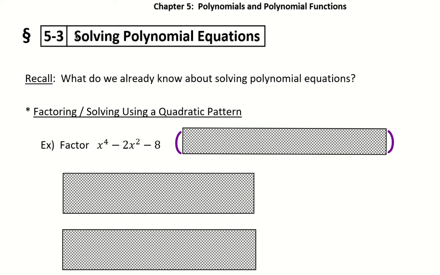So the bottom line here in 5-3, where you're thinking, why is there another section where we're going to be solving polynomial equations? What else is there to learn? You might be asking yourself. Well, the simple answer is there's going to be a couple more factoring tricks to show you.